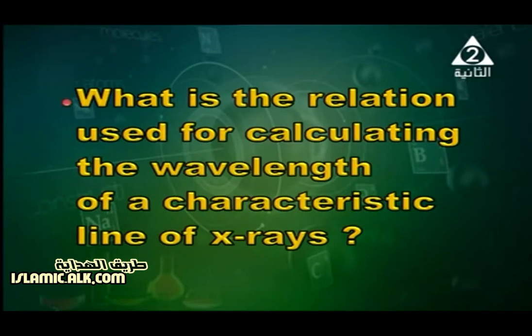Another important question. What is the relation used for calculating the wavelength of a characteristic line of X-rays? We want the relation used for calculating the wavelength of a line spectrum. The difference in energy levels, E2 minus E1, is equal to h nu, and nu of course could be replaced by c over lambda. In this way we can calculate the wavelength lambda.